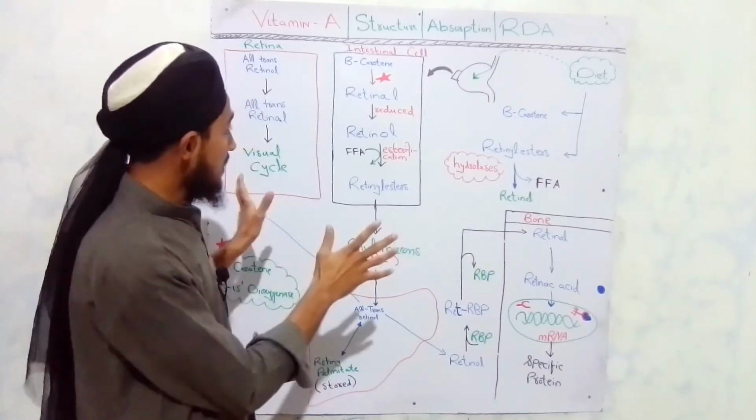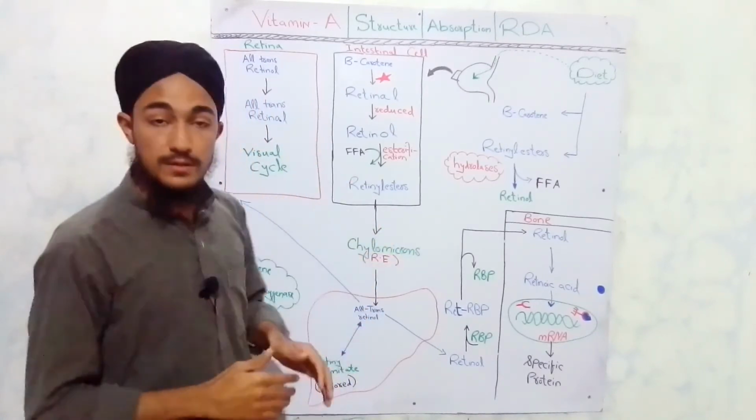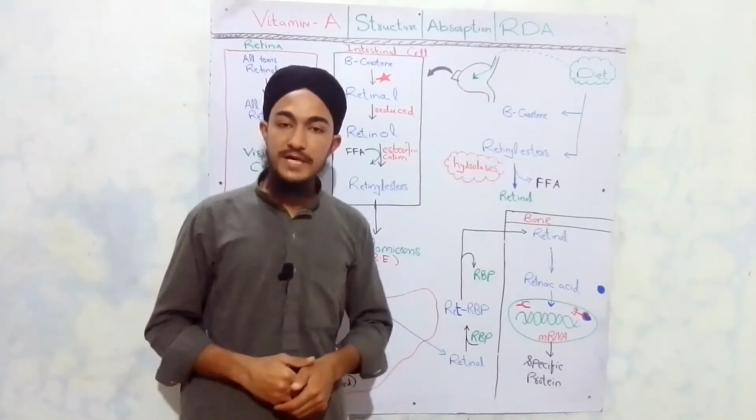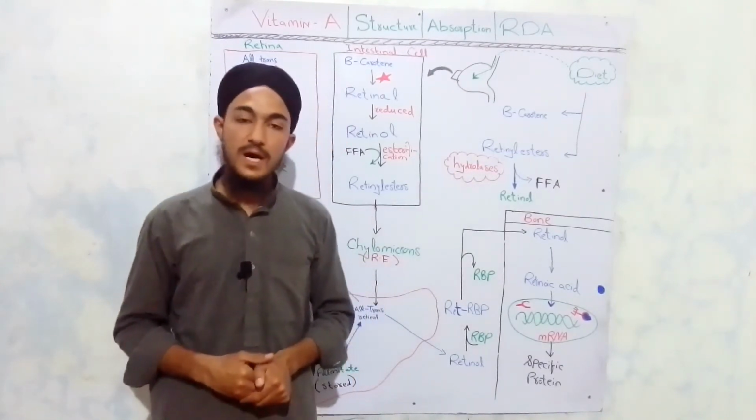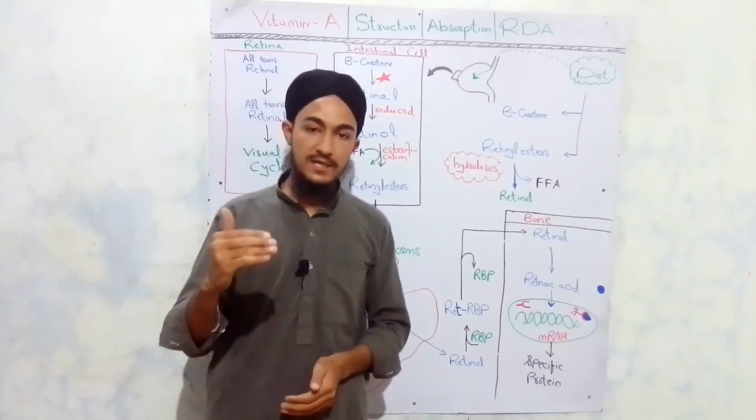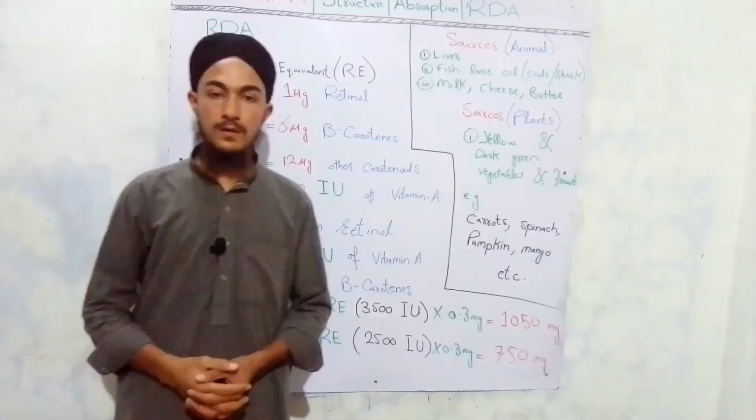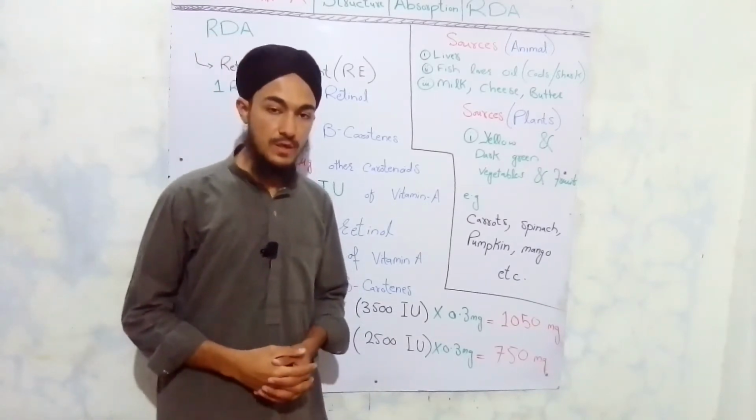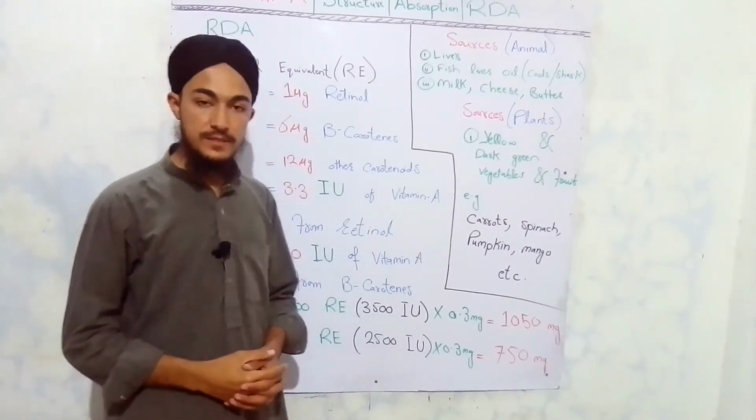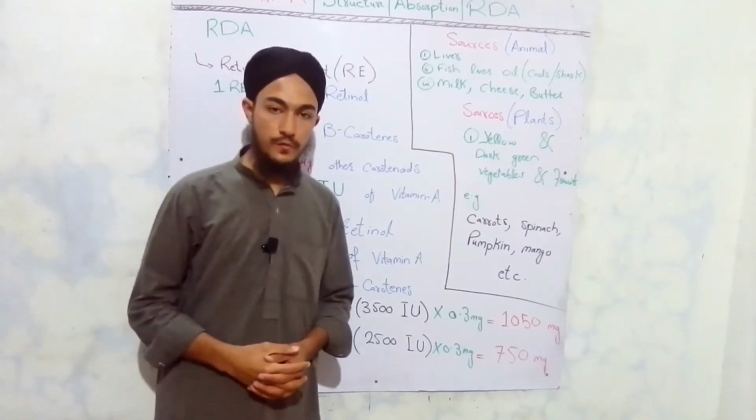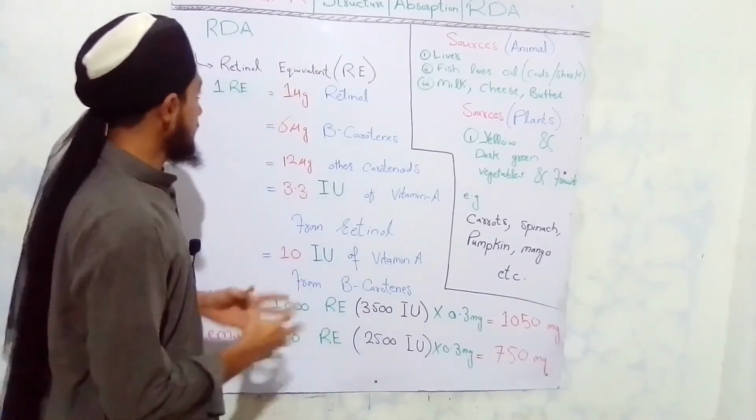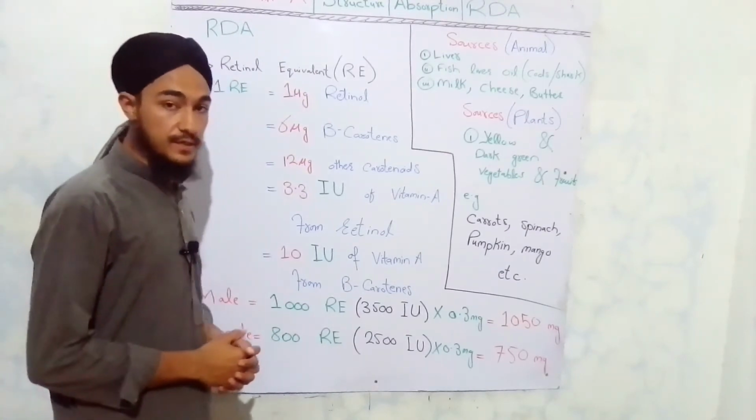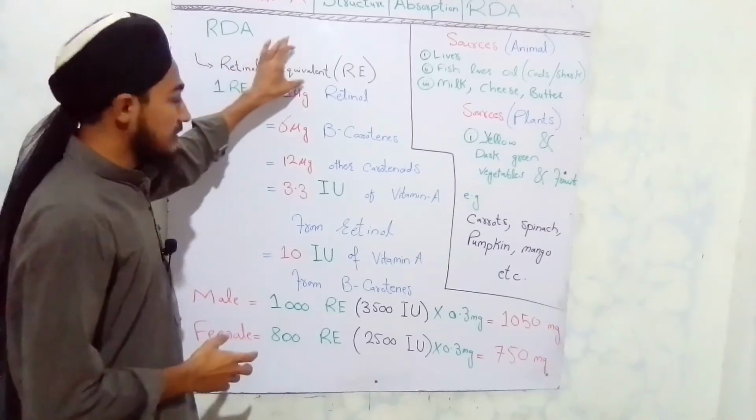So up to now it was all about the structure, absorption and transport of vitamin A. After this we will discuss the RDA, that is the recommended dietary allowance of vitamin A, that is, how much vitamin A is recommended to be consumed on a daily basis. So after studying the absorption and transport, we now will study the RDA of vitamin A.